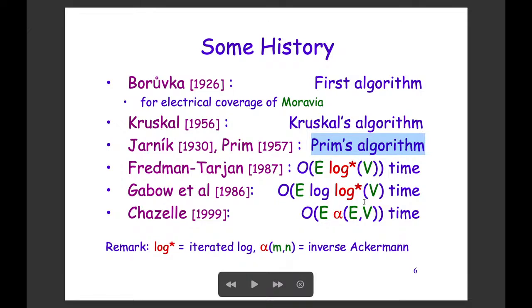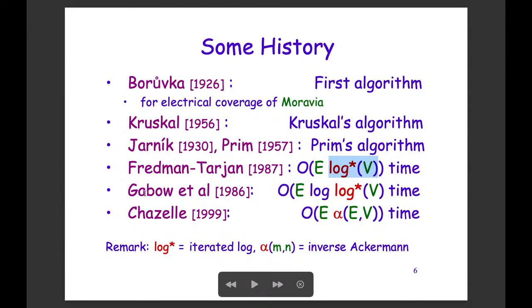there are more and more improvements recently, so that one can give an algorithm using E times log star V time. So this log star V is the iterated log function. It means how many times we need to take log in order to make a number less than or equal to 2. So this log star value usually is a number that is less than or equal to 5 for real life problems, but it is still not a constant. So although for most problems it is less than the constant 5, we still do not call this an order E time algorithm.